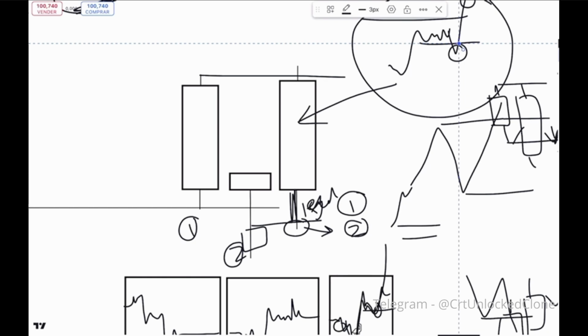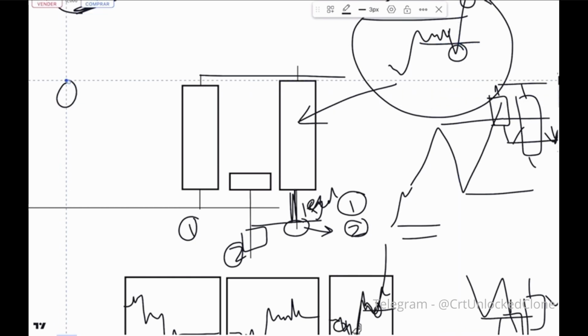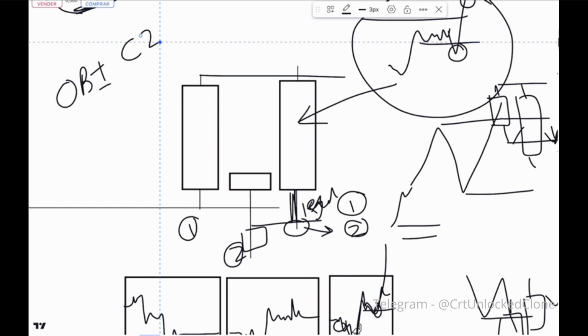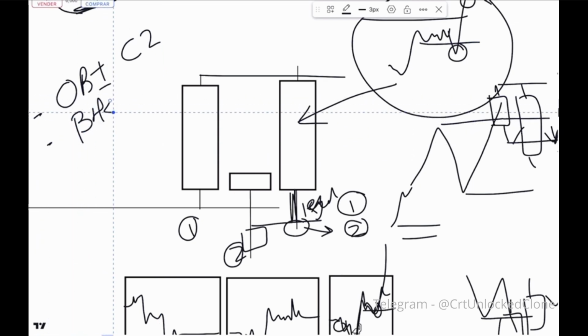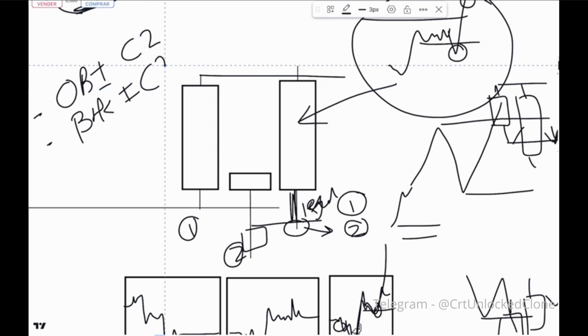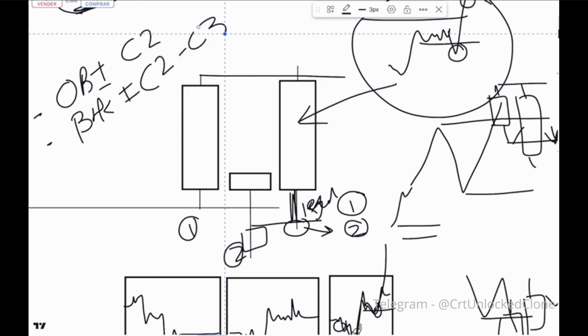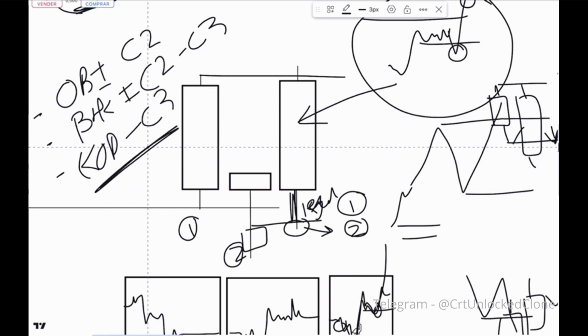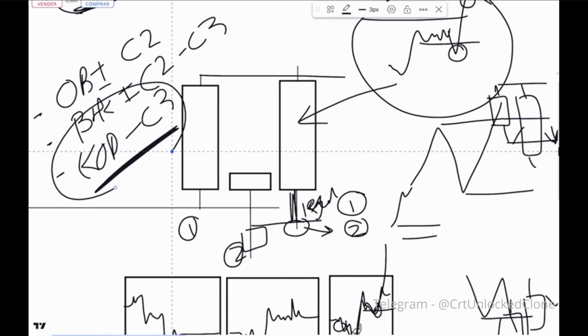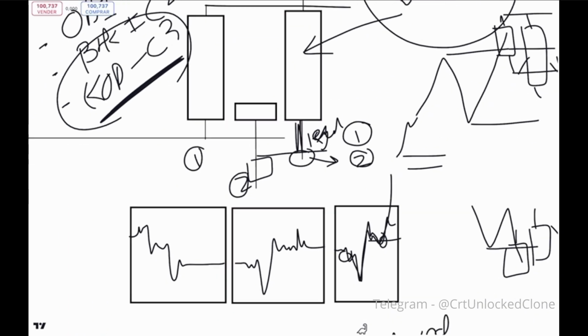So those are the three entries you have. You have model number 1 in candle number 2. And you have a breaker / OTE in candle number 2 or 3, usually 3. And you have the Kiss of Death turtle soup in candle number 3. This is my favorite, and I'm looking forward to seeing many of you using this one.